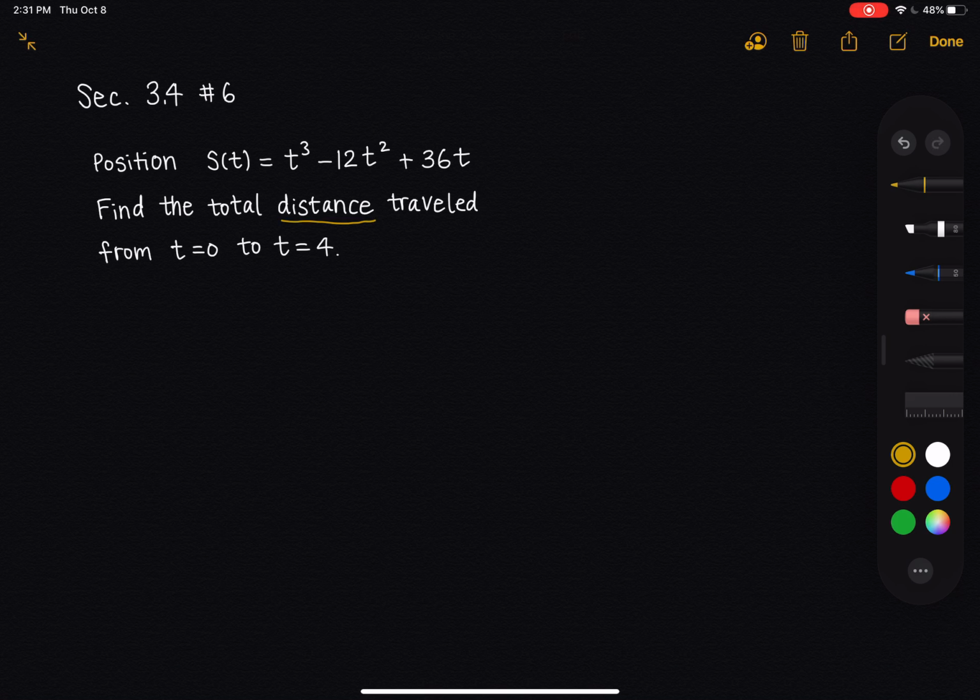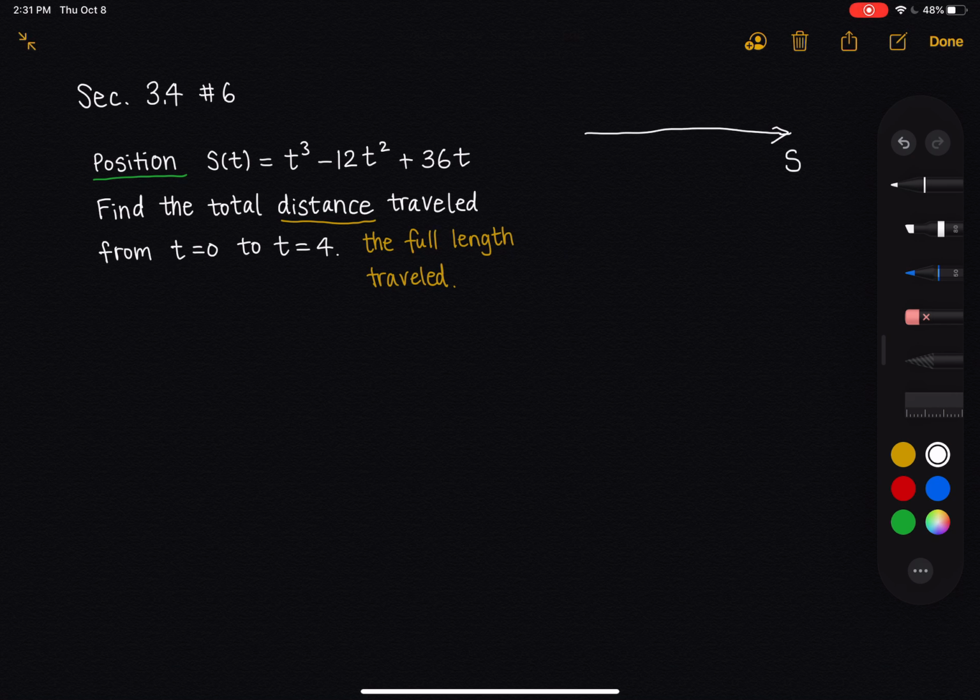The distance, by definition, is the full length traveled by the object, and it's different from the position function or the position. So what is the difference? Let's take a look at the s-axis. We're talking about a line right here.